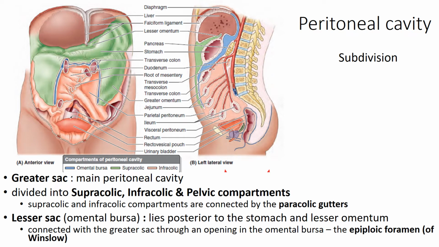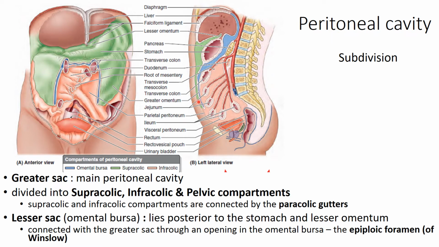So it is now subdivided into two main parts: a greater sac, which is encountered when laparotomy is done or the abdomen is cut open, and it is the main peritoneal cavity, and the lesser sac. The lesser sac is the space which is lying posterior to the stomach and the lesser omentum. So this is the lesser sac shown here, and other than that the area is greater sac.